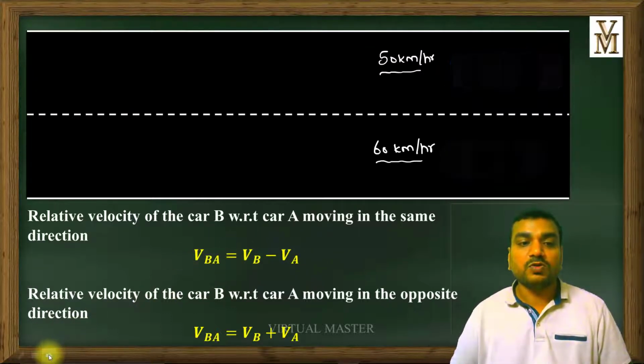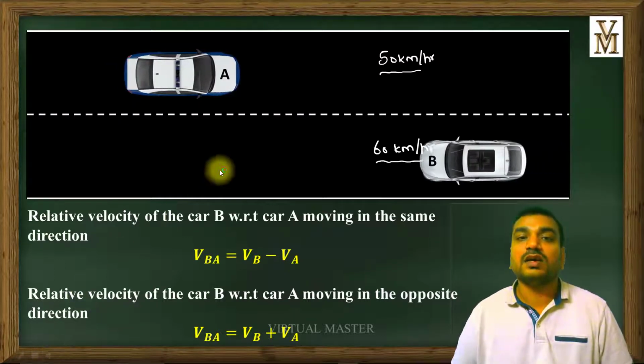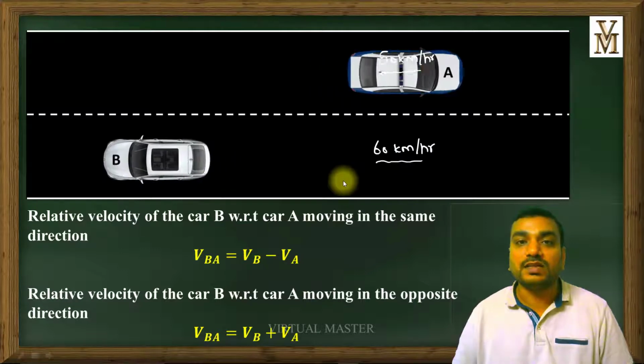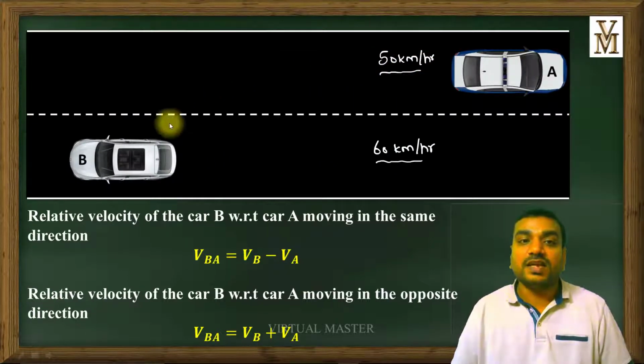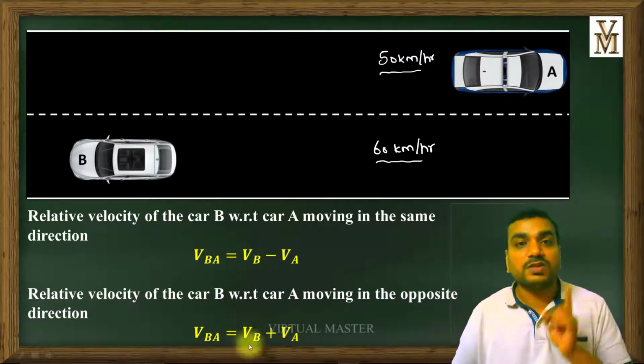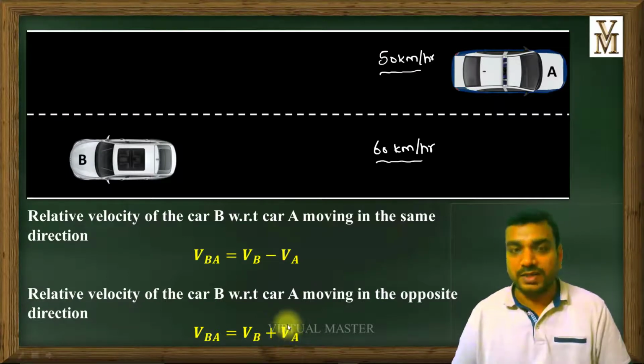Suppose if we have two cars moving in the opposite direction, as you can see here, car A and car B are moving in the opposite direction. In this case, the relative velocity of car B with respect to car A will be equal to sum of velocity of car B plus velocity of car A.